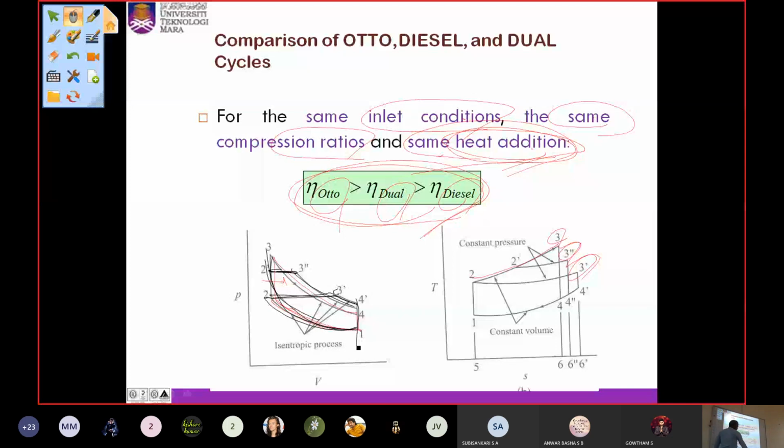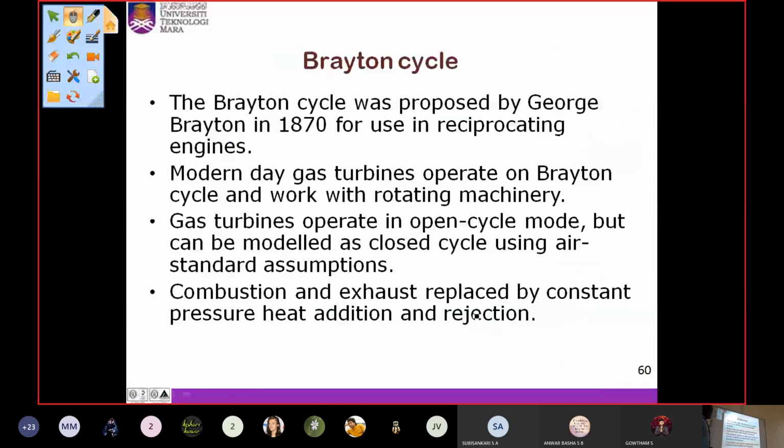Then also we can compare the TS diagram. If you compare all the three cycles, we will get the TS diagram like this. Then we can make the comparison as auto, then dual, which will be greater than diesel. So this is the order. The question may ask from the comparison, so based on the condition, we can get the comparison of all the three processes. With this, we can stop.